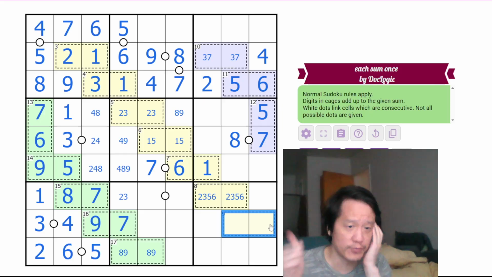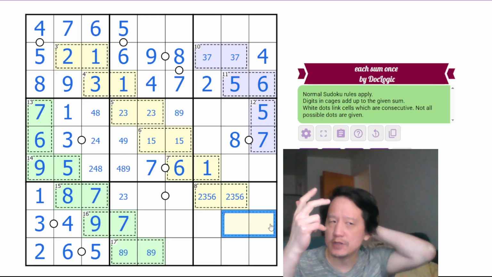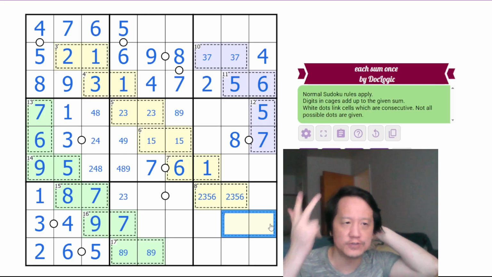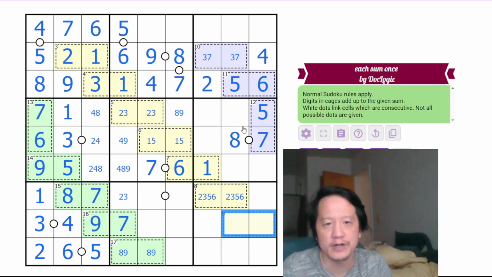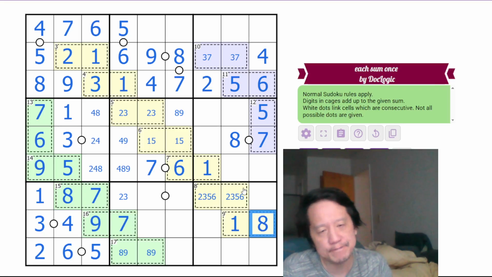We don't have 3, 4, or 7 available. That eliminates 3, 6, 4, 5, and 2, 7, so this must be 1, 8 as a pair. And 8 eliminates 8 here, so that's 1, and that's 8.